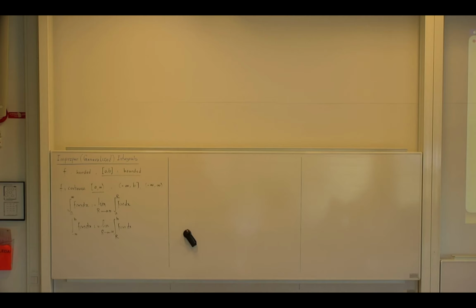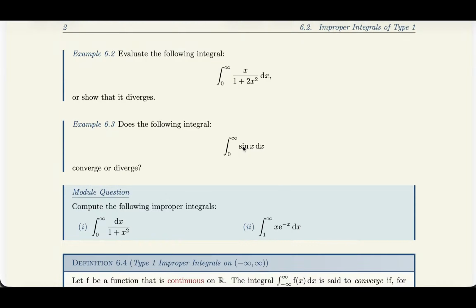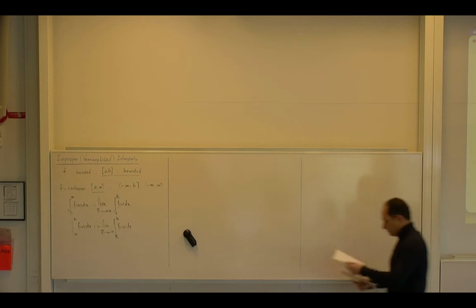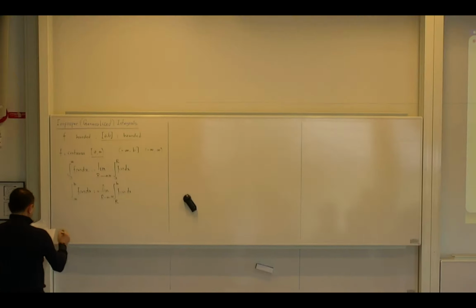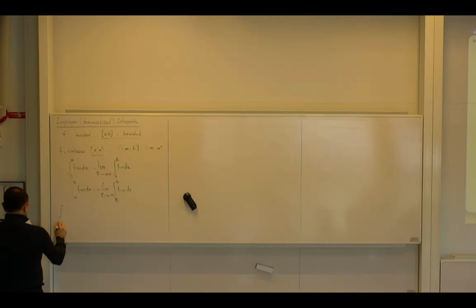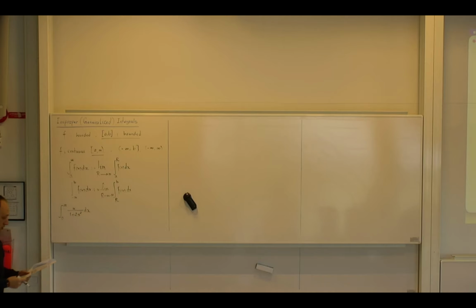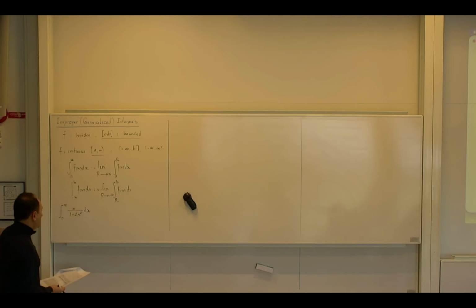So let us start with these two examples that you see. I will write them on the board, okay? So the first integral is the integral from 0 to infinity of x divided by 1 plus 2x squared dx. Okay? So the question is, evaluate the following integral or show that it diverges. Because there is no guarantee that this integral exists.